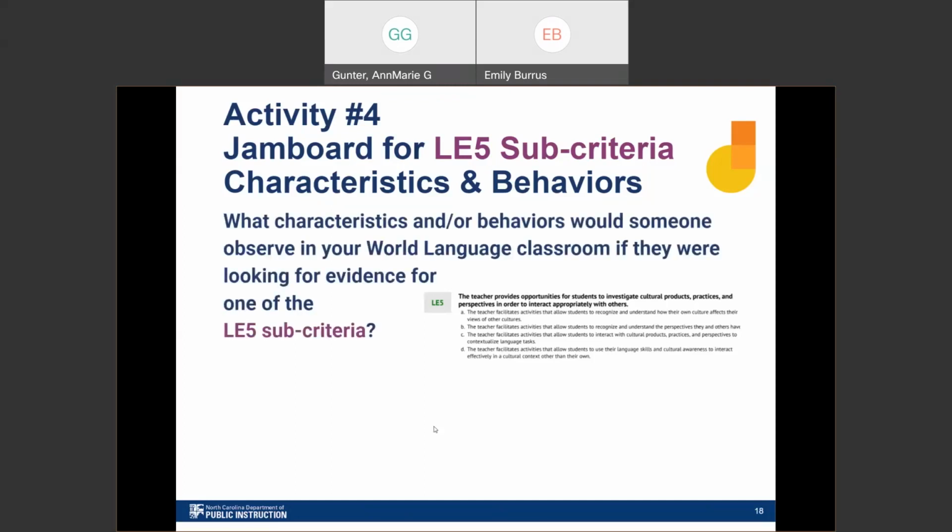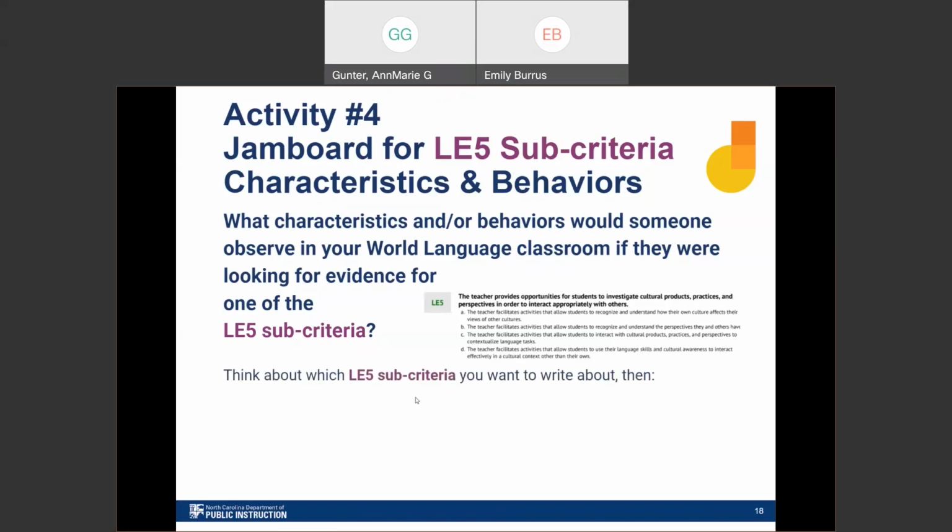And so we're going to look at the question, what characteristics and behaviors would someone observe in your world language classroom if they were looking for evidence for one of those LE5 sub-criteria? So what would they see in your classroom? This is your chance to talk about what any observer would find in your classroom if they walked in and were looking for things related to culture and the teaching of it.